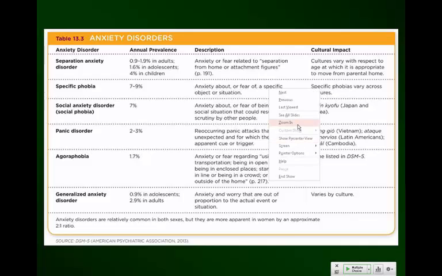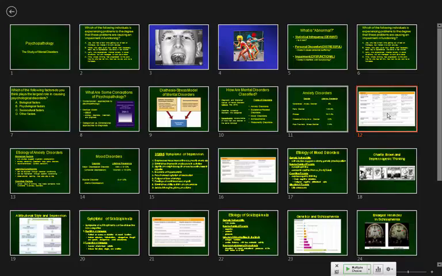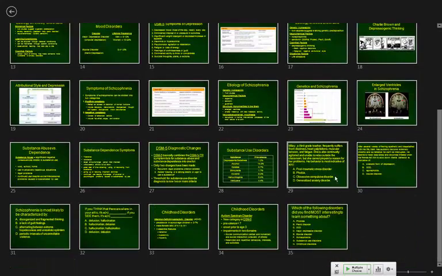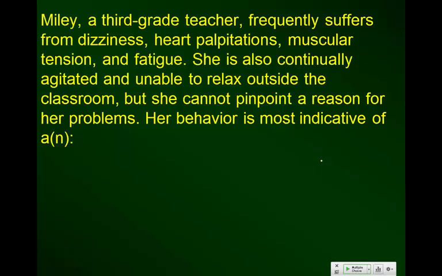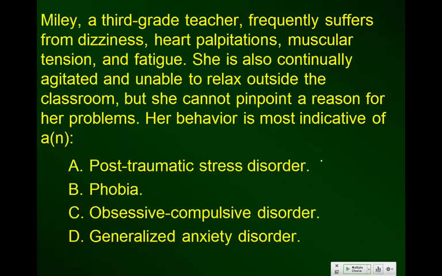So let me jump down and grab the slide with another clicker question that we actually did as well online on Thursday. And let you guys take a shot at this one about this 3rd grade teacher who's got dizziness, heart palpitations, muscle tension, fatigue. She's agitated. She can't relax outside the classroom, but she can't pinpoint a reason for these problems. Does that sound like PTSD, a phobia, OCD, or GAD? Again, lots of acronyms in this section on the anxiety disorders.